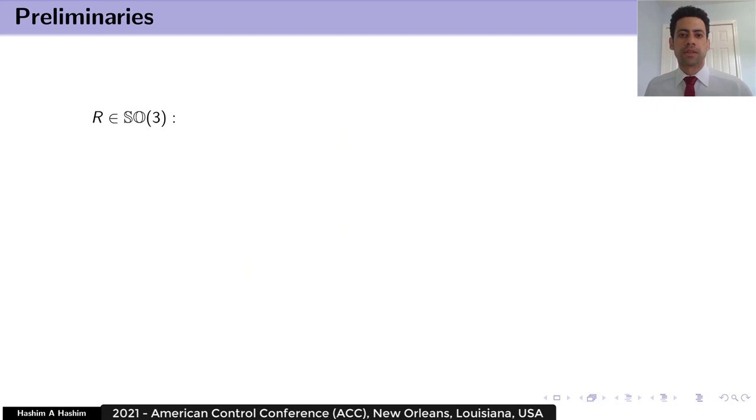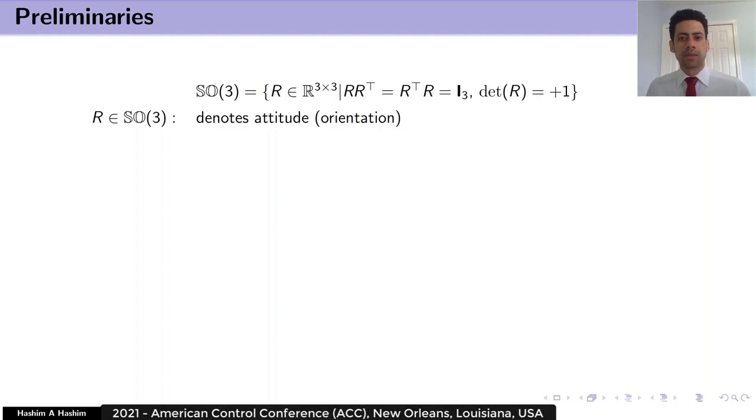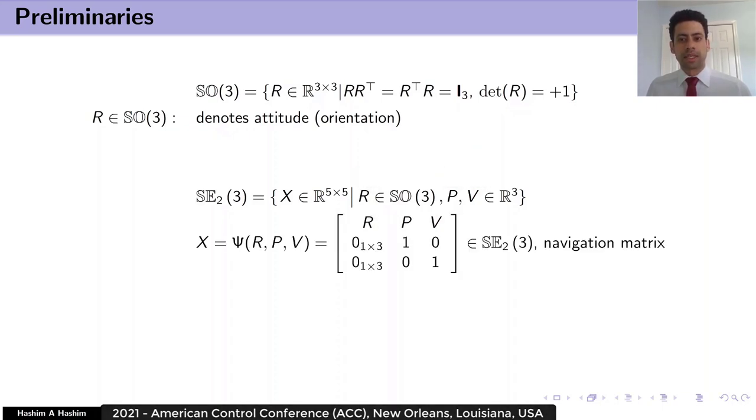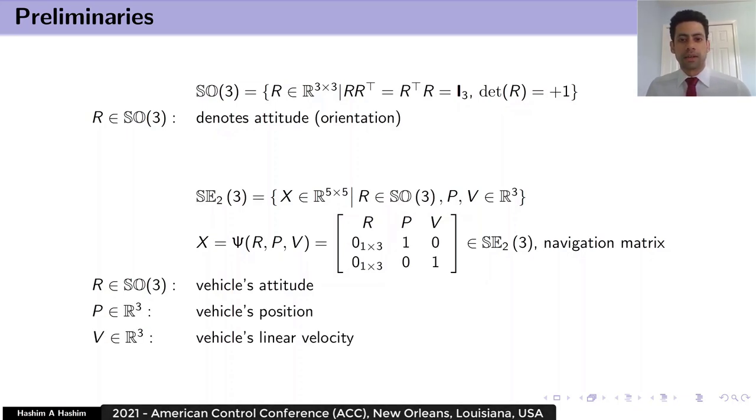R belongs to SO3 and denotes the attitude or orientation of a vehicle, where SO3 is a set of 3x3 matrices, where a matrix in this set, if multiplied by its transpose, is equal to identity, and the determinant of a matrix in this set is equal to positive 1. SE23 is a set of 5x5 matrices, and X is the navigation matrix. X includes 3 components: R, which is the vehicle attitude, P, which is the vehicle position, and V, which is the vehicle's linear velocity.